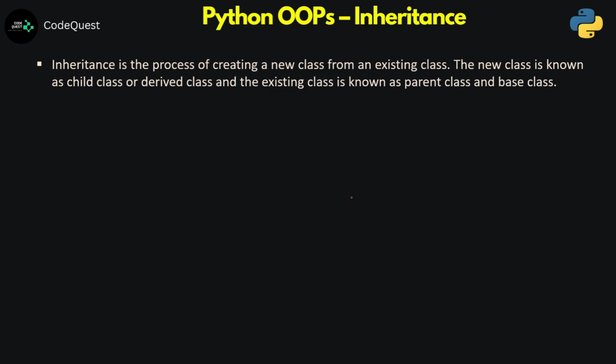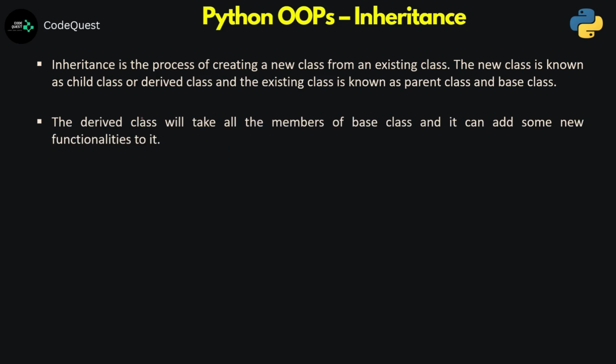the existing class. The derived class is going to take up all the members of the base class, and apart from this, it can also add some new functionalities to it. So you have created one class by taking all the members of the existing class and added some new members as per your requirement.